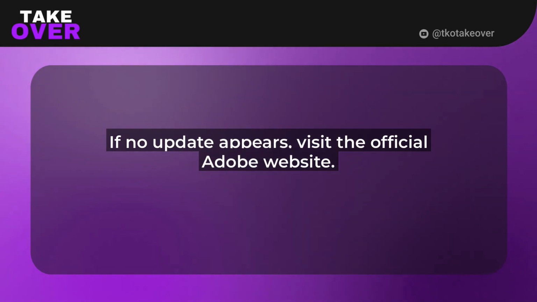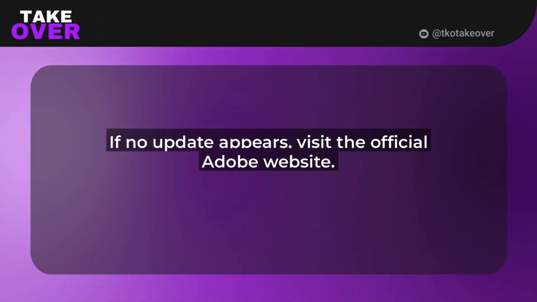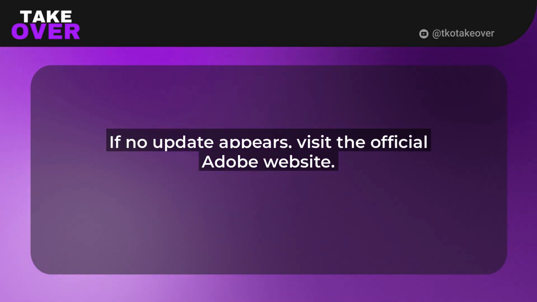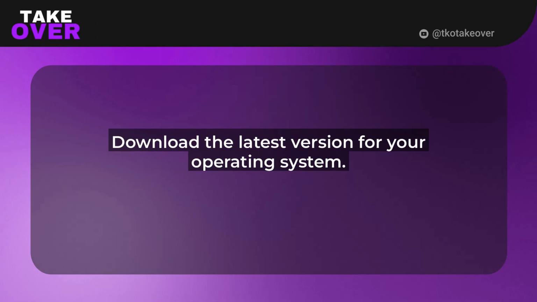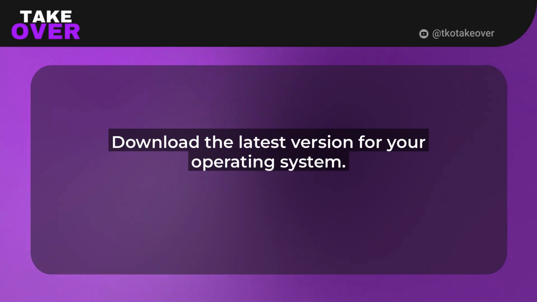Step 1. Open your current Adobe Reader application. Look for the Help menu in the top bar. Click on it and select Check for updates. If an update is available, it'll prompt you to download it right away. Easy peasy. If that doesn't work, or if you're not seeing any options, head over to the official Adobe website.